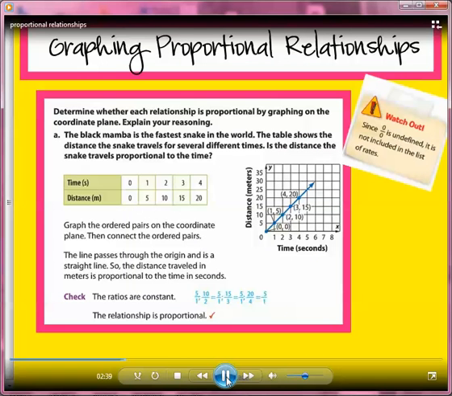Okay, so determine whether each relationship is proportional by graphing on the coordinate plane. If we graph these, and we look here, all of the points lie on a line. It passes through 0, 0, and all of the ratios are constant. Each one of them are proportionate to each other. So they all rise 5 and run 1. So this is a proportional relationship.